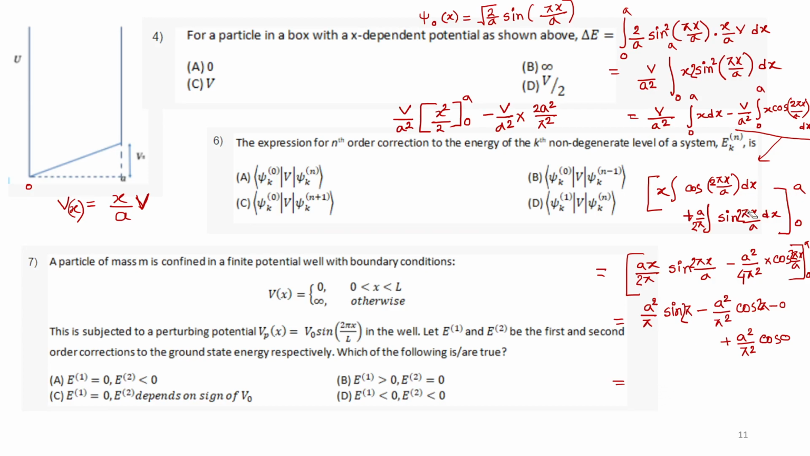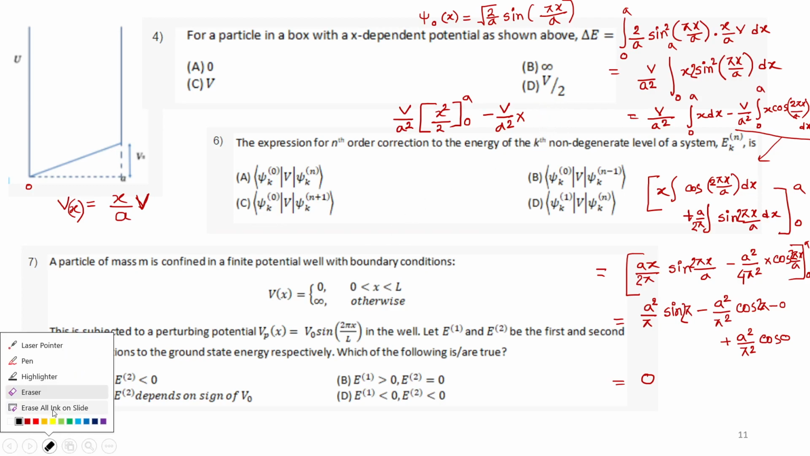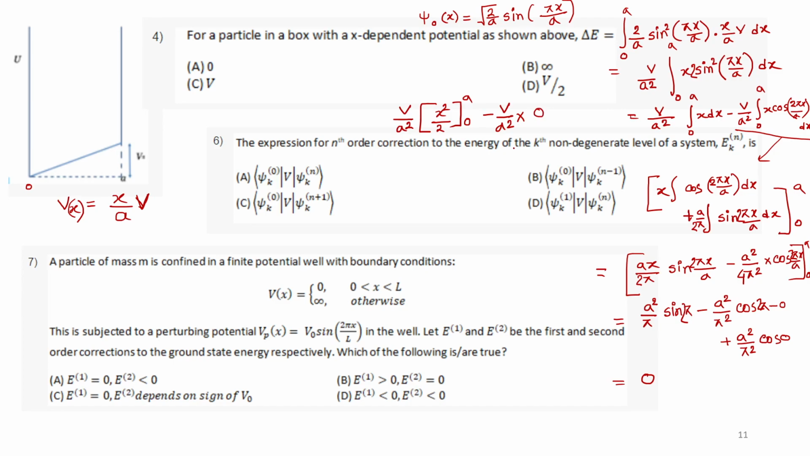You understand my point? We have 2 pi, I missed. So we would have got 0 from here. So this is 0. So we have b by a square into a square by 2, which is b by 2. So this is the correct answer, D. Okay, I hope you understand how I have done that.